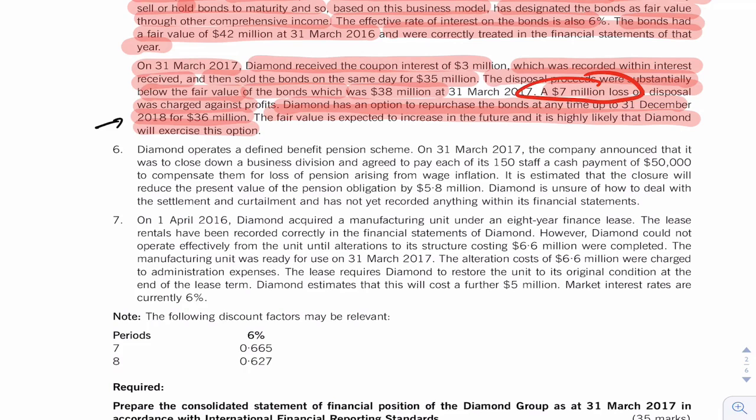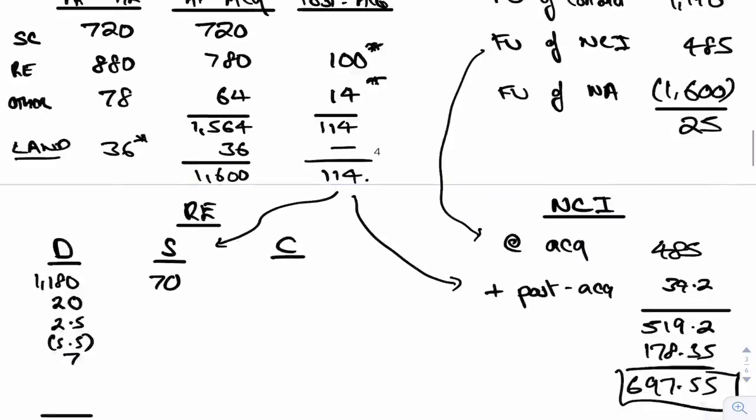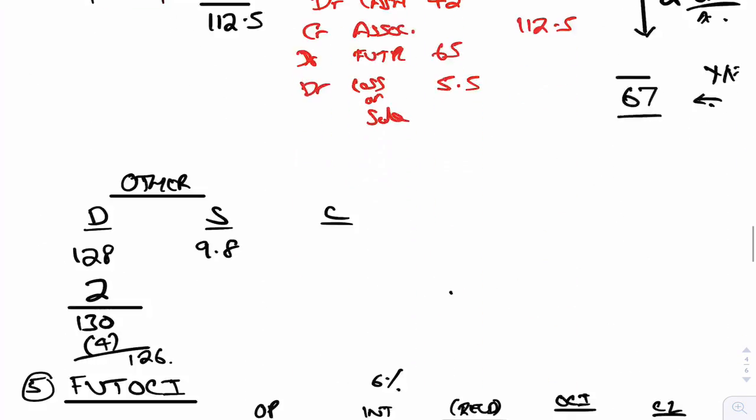Okay, getting close to the end now then. So, Diamond operates a defined benefit scheme. At the end of the year, the company announced it was to close down the division and agreed to pay its staff $50,000 to compensate them for a loss of pension from wage inflation. So, they're going to pay some staff.